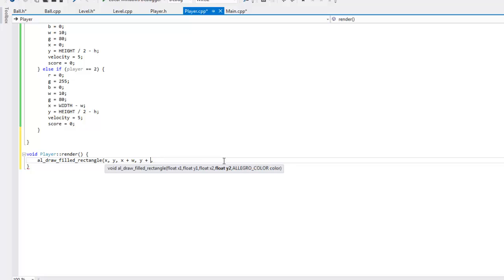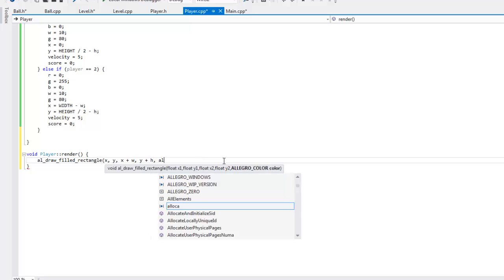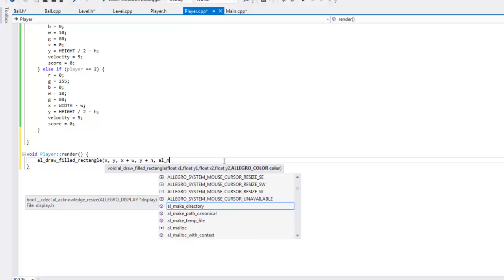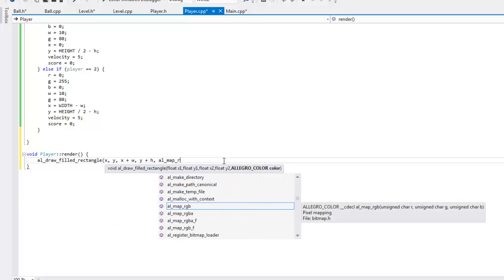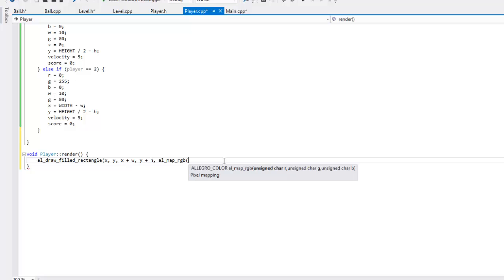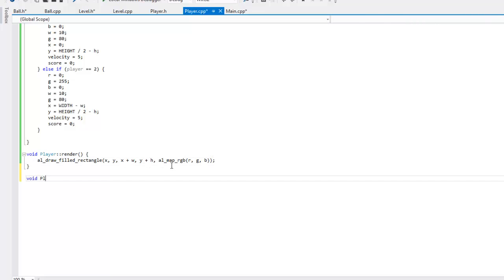Sorry, I screwed that up. This should be height, not width. Cool. And now it's just taking a color, so Allegro map, red, green, blue, and we're just going to assign it red, green, blue, and that's it for drawing. Pretty simple. And now collisions.